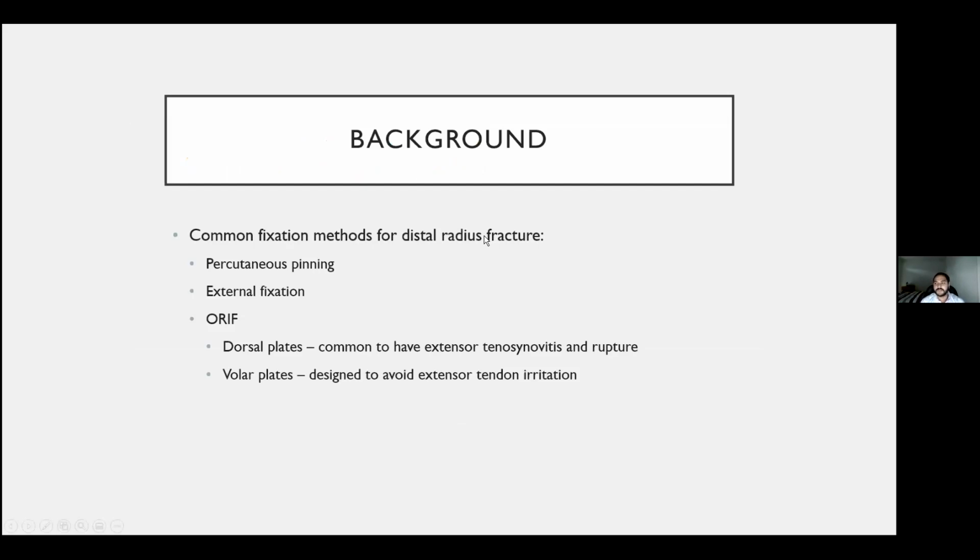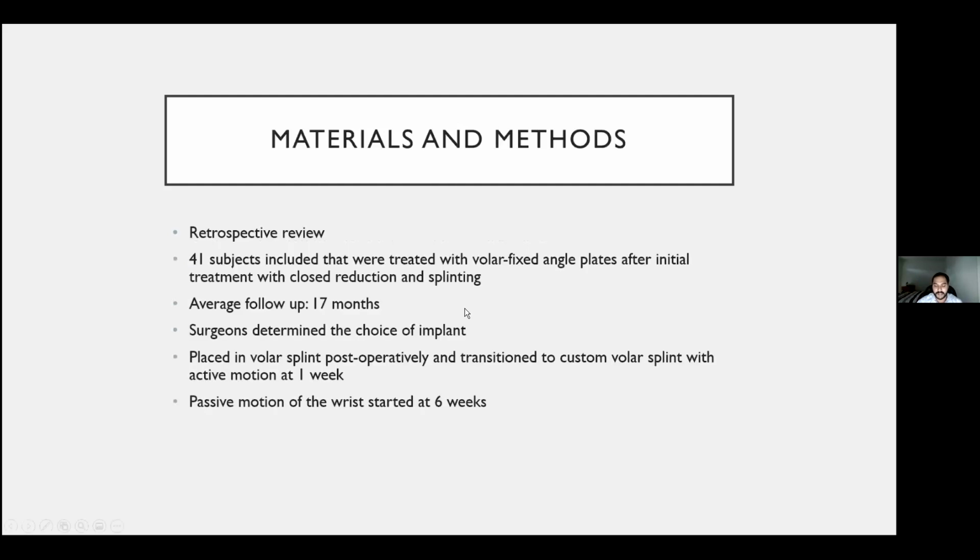So when it comes to surgically fixing distal radius fractures, some common methods include percutaneous pinning, external fixation, or ORIF. One common option used to be, or still is, dorsal plates, but a problem with these is they tend to have extensor tendon tenosynovitis and rupture. And as an answer to that, volar plates were designed so we can place them on the other side and hopefully avoid that extensor tendon irritation.